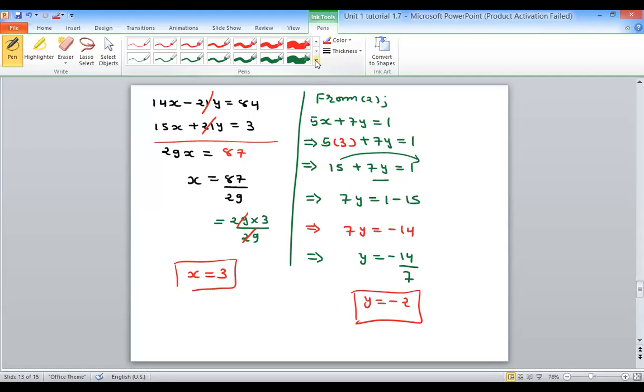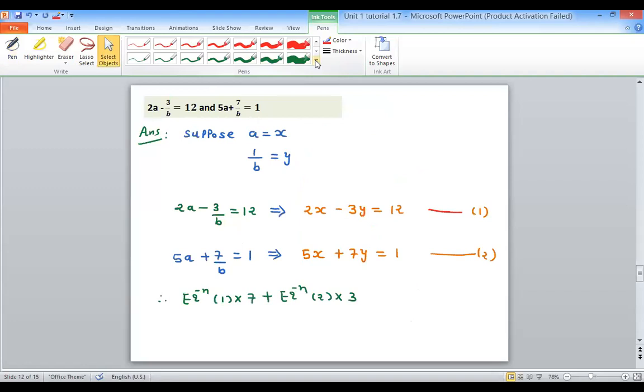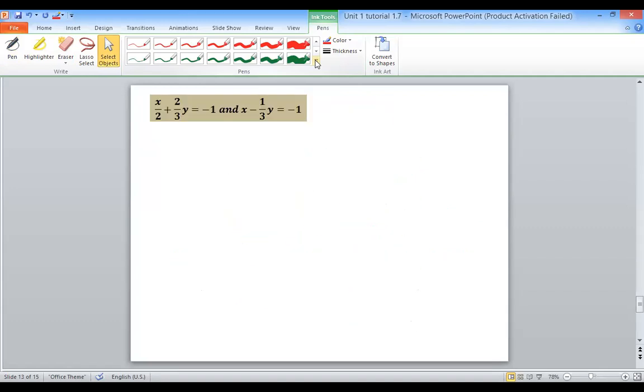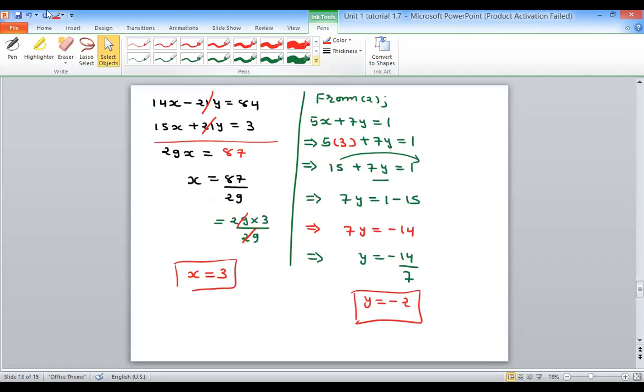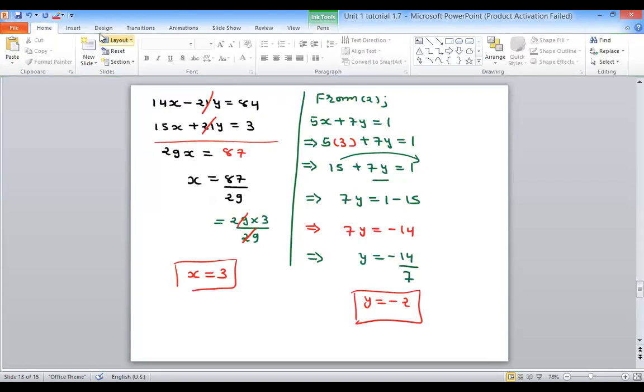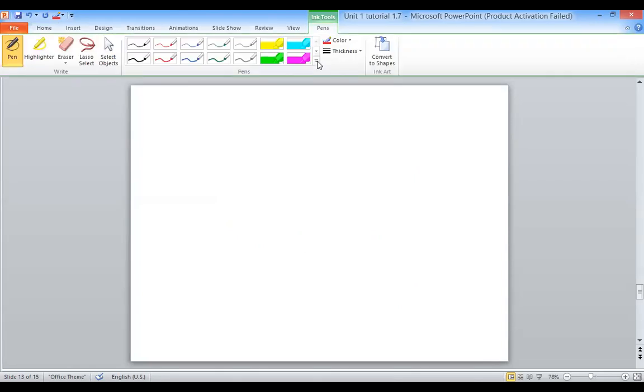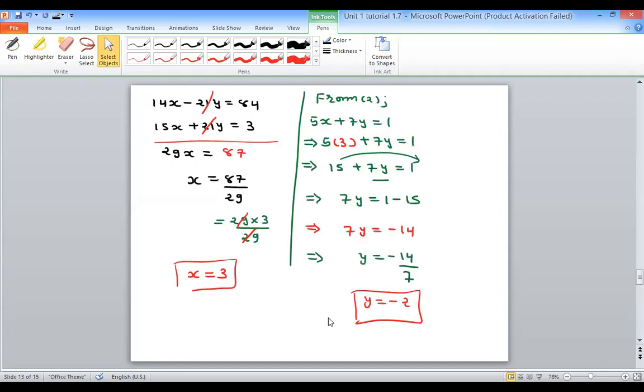But students, you want to find the a and b, not x and y, because x and y is our supposition term. So you have x and y, but my aim is to find the a and b. Then what we can do? I just write the x and y again. x is 3 and y is minus 2. This is your last answer.